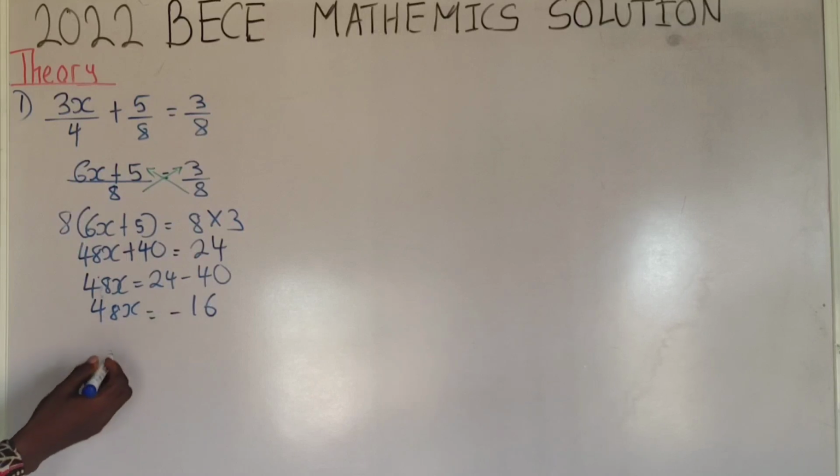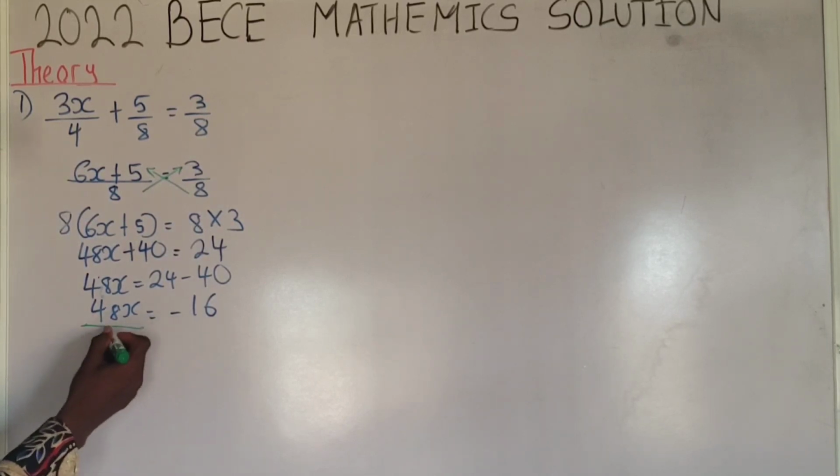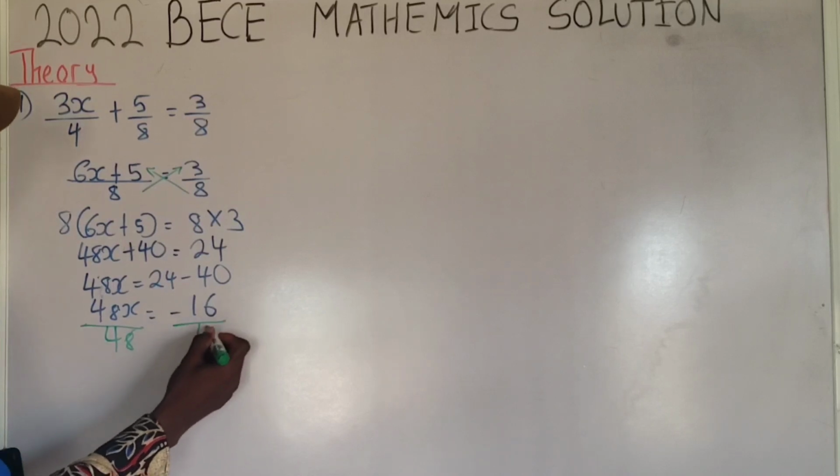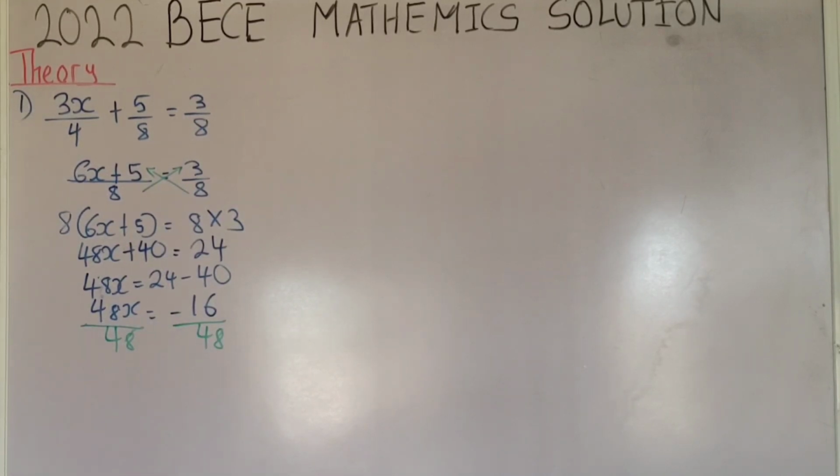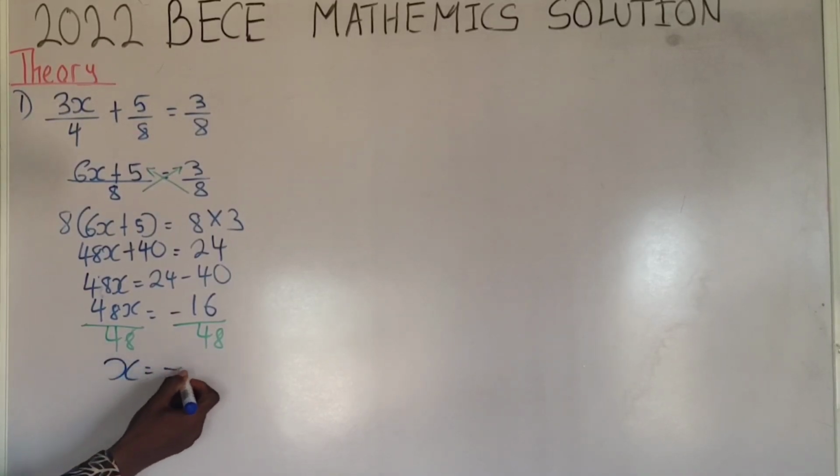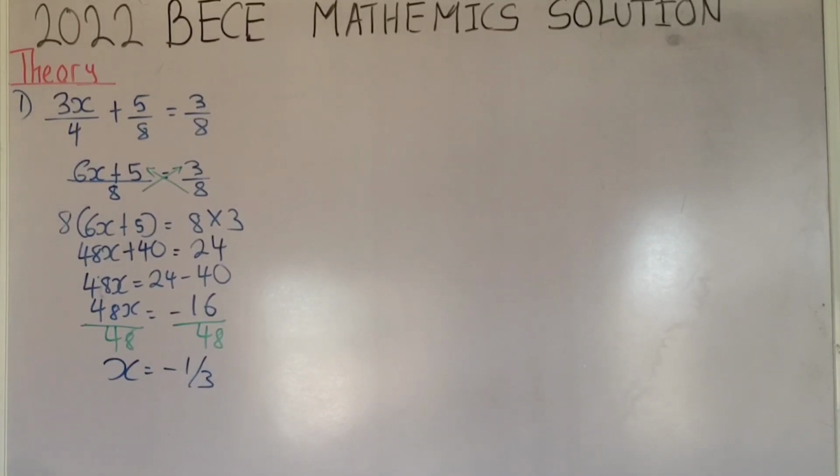Now to get the value of x, all you have to do is divide both sides by 48, which is the coefficient of x. This over 48 and this over 48. Now please pay attention. Negative 16 divided by 48 will give us negative 1 over 3. So x will be equivalent to negative 1 over 3. Okay, that is the solution to the first question.